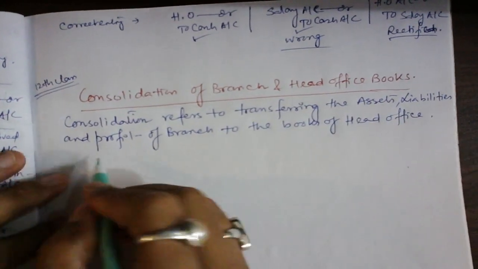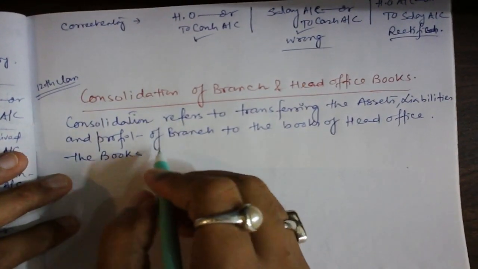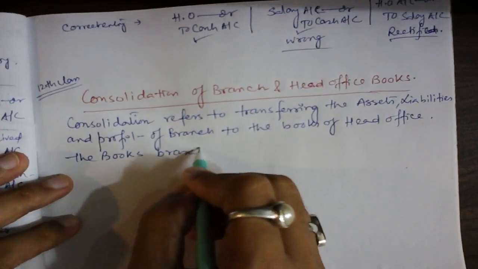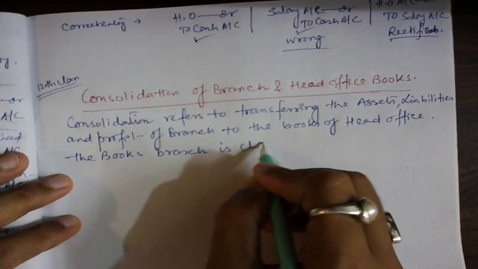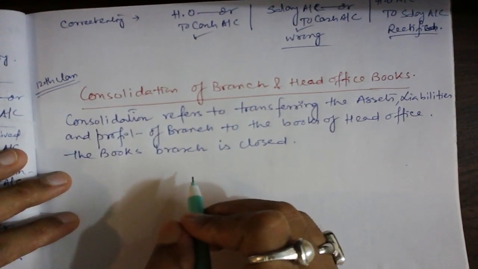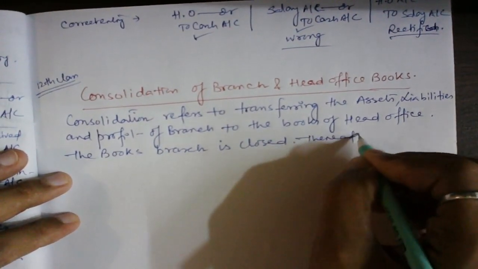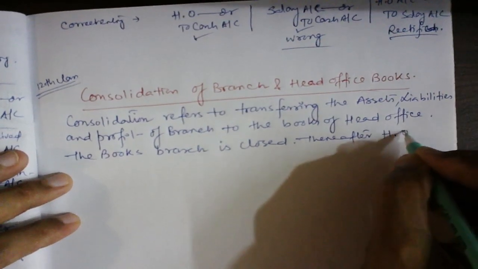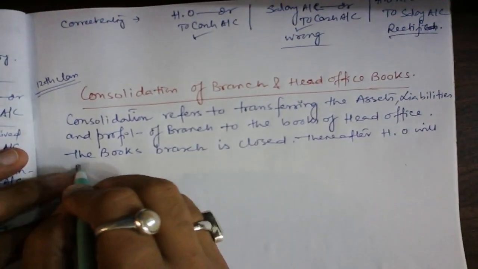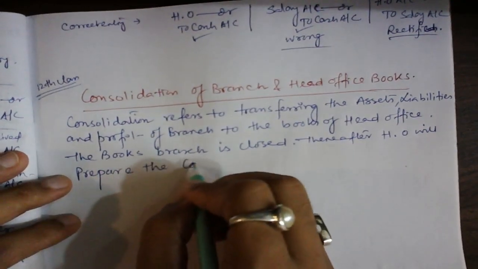Perfect. The books of the branch are closed. It means when you transfer all the balance to the HO, then the books of the branch are closed. Now thereafter, the head office will prepare the combined financial statement.